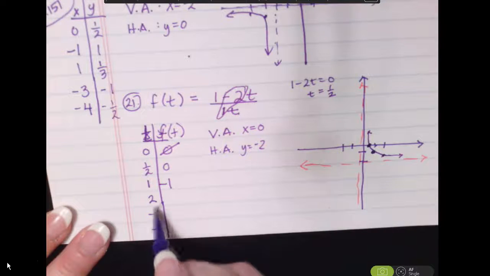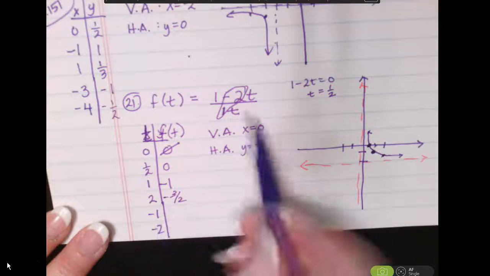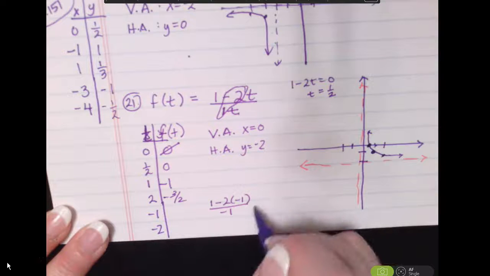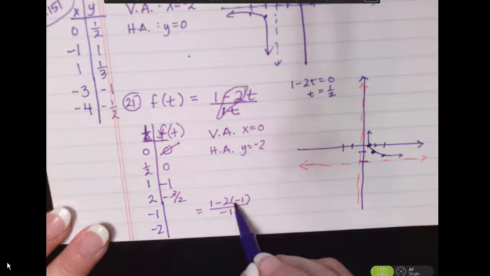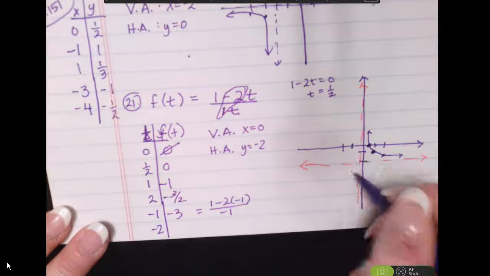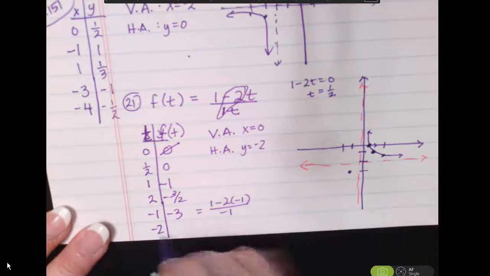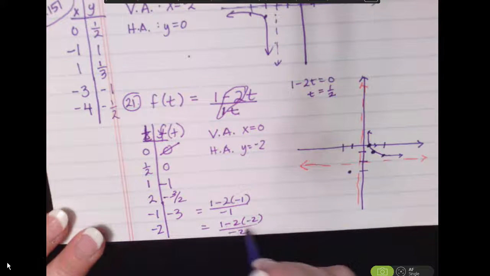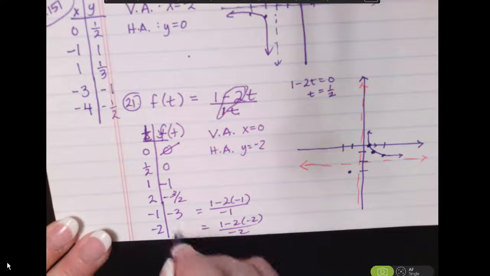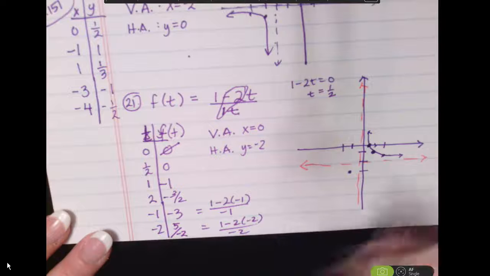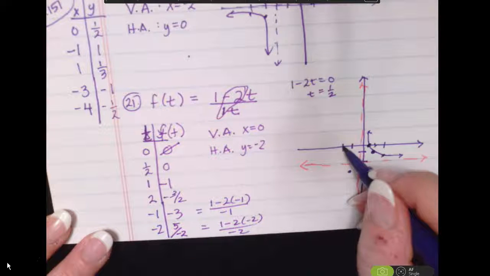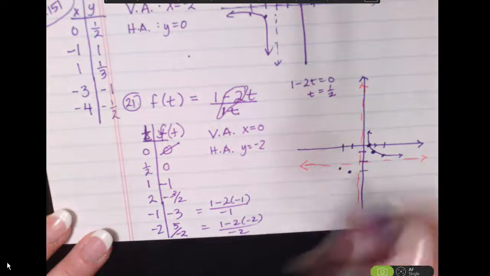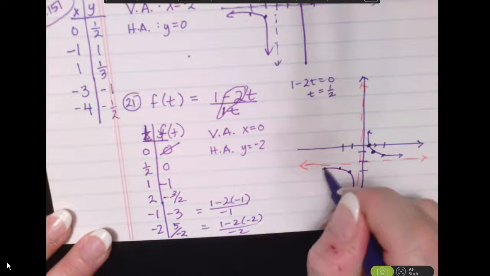Then for negative 1, I can show my math. 1 minus 2 times negative 1 over negative 1. So for that I'm going to get 1 plus 2 is 3 over negative 1 is negative 3. Negative 1, negative 3. And then negative 2, 1 minus 2 times negative 2 over negative 2. So 1 plus 4, that's 5 over negative 2. And of course you can use your calculator. So at negative 2, we're down at negative 5/2. So that's slightly less than negative 3. And so I'm going to sketch in my curves that way.